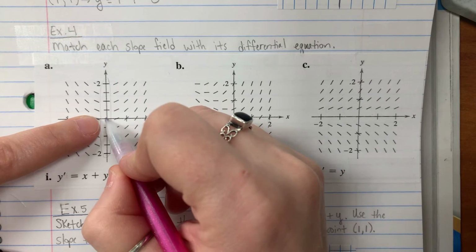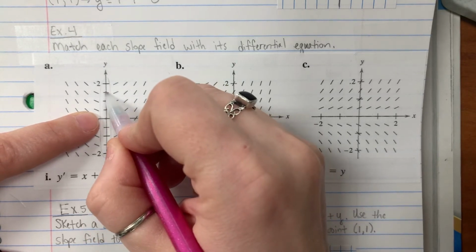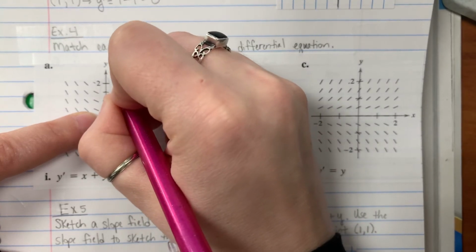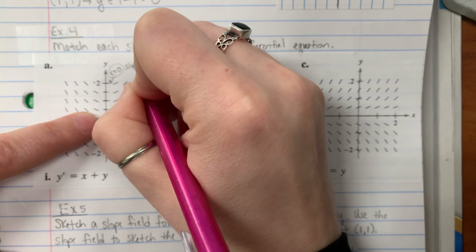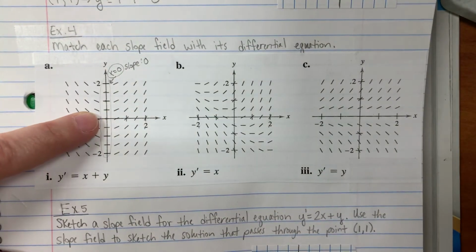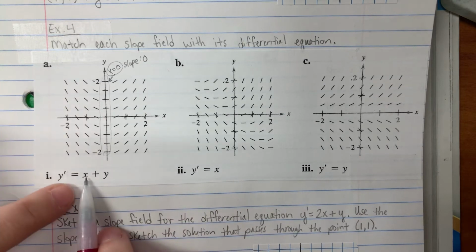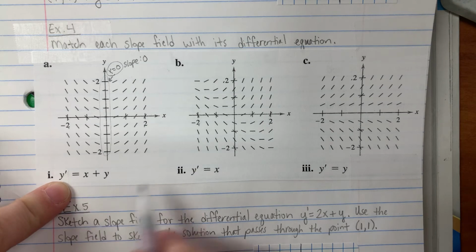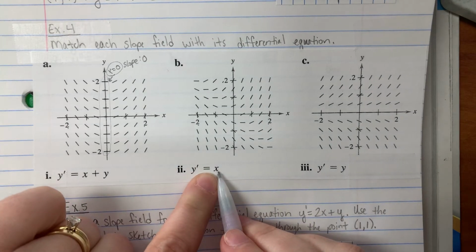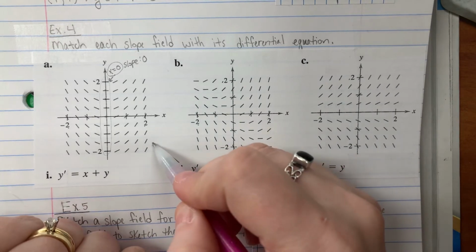So this point is 0, 0. This point is 0, 1. This point is 0, 2. This point is 0, 3. So everywhere where x equals 0, my slope is 0. That's happening every time. So if I look through here and say, well, if x is 0 but y doesn't matter, is this going to be 0 total? No. If x is 0, is it going to be 0? Yes. So this one matches up with this one.